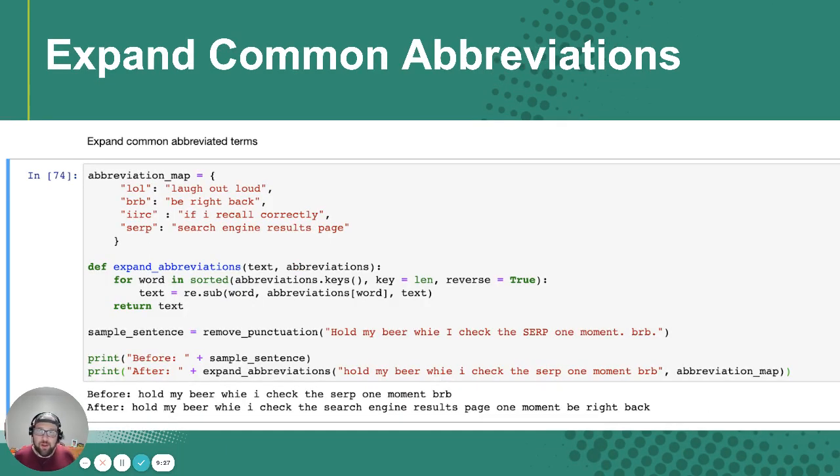We may also want to expand common abbreviations. So for this example, we created a dictionary. We have LOL mapped to laugh out loud, BRB mapped to be right back, SERP mapped to search engine results page. Created a little function to expand our abbreviations. And then we remove some punctuation from a sentence like hold my beer while I check the SERP one moment, BRB. Once we run that through our abbreviation expansion, we see that turns into: Hold my beer while I check the search engine results page one moment. Be right back.